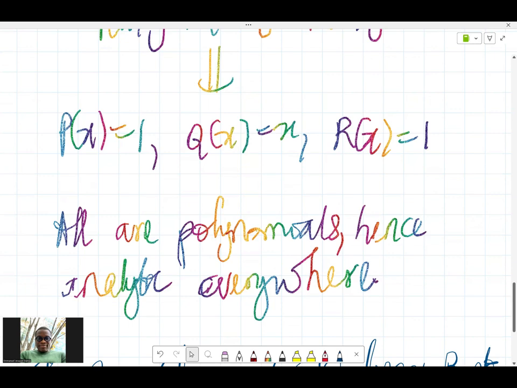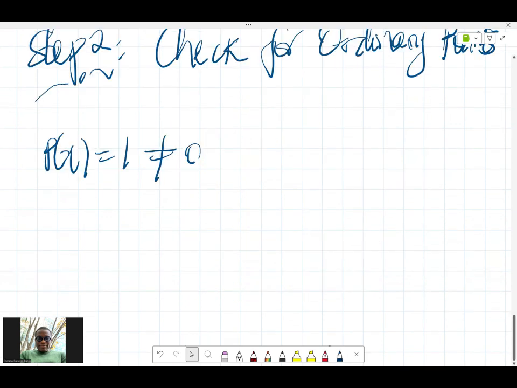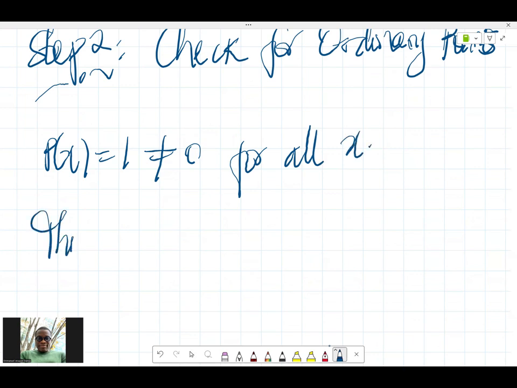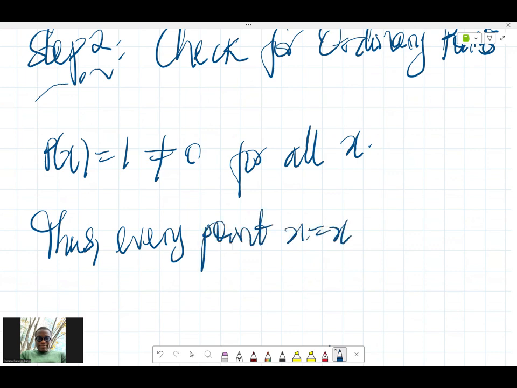So p of x is equal to 1, and it is not equal to 0 for all x. So we can say that, thus, every point x equals x naught is an ordinary point.